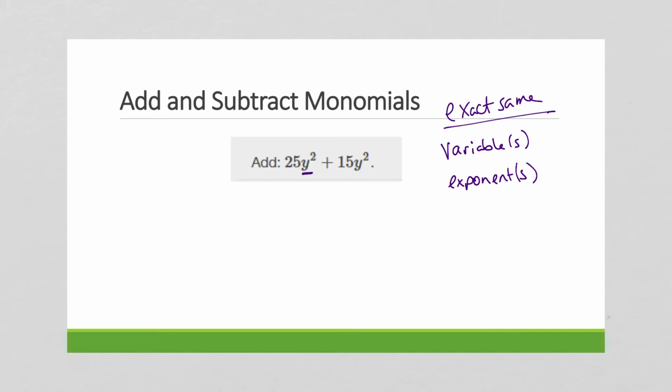Notice your variable is a y, there and there, and the exponents match. That means that we are allowed to either add or subtract the coefficients. So 25 plus 15 is 40, and then our variable and exponent do not change. So this is our final answer.